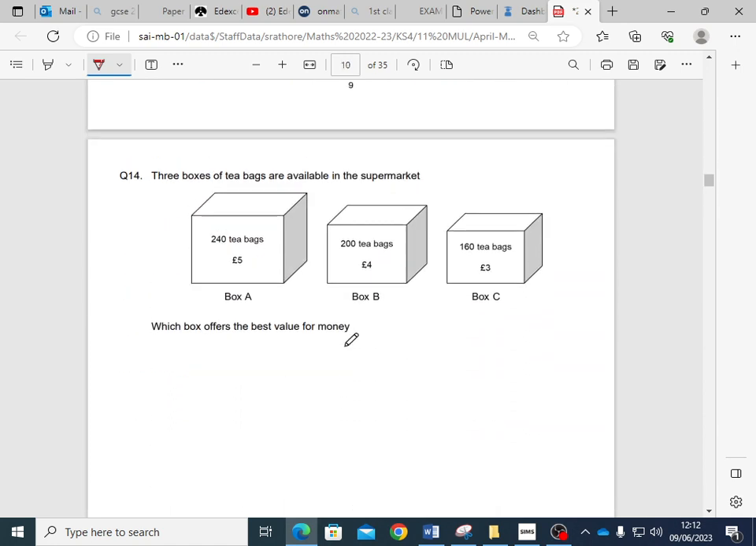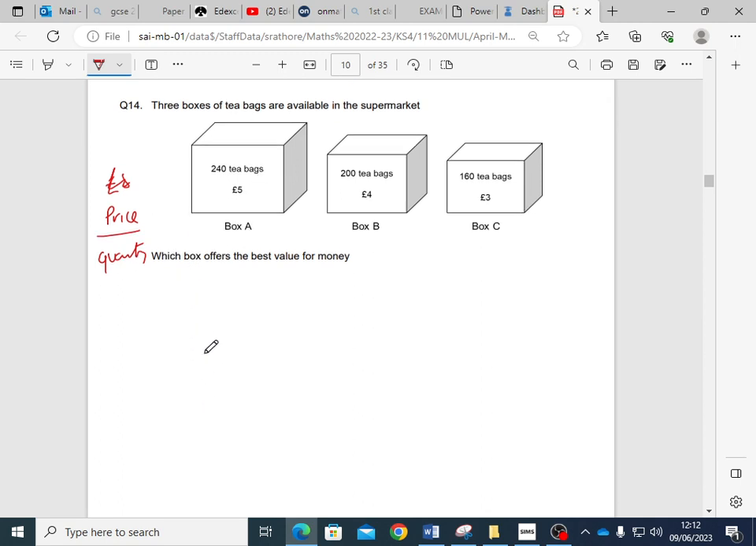Now this one, if you can get a size and get a lowest common multiple, you then go and work out the price of that. But this one, because you use a calculator, it's much easier to do. All you need to do is, if you put price over the quantity, you'll get price per tea bag.